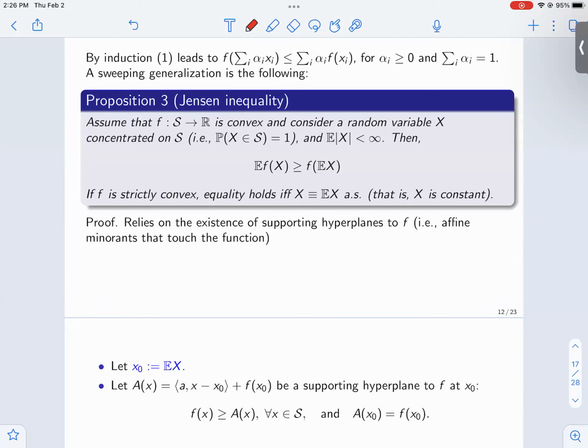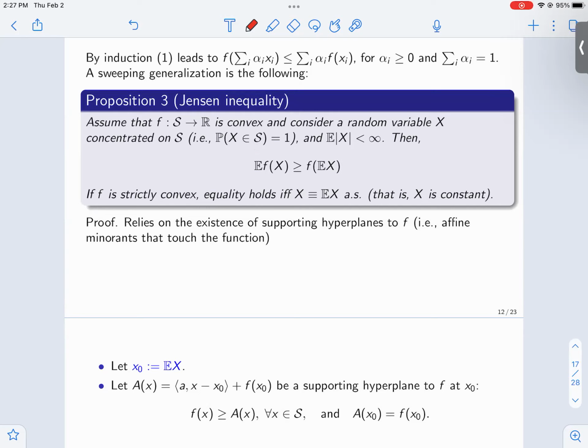If you have a function which is convex and consider a random variable x concentrated on some set S, by which we mean the probability that x belongs to that set is 1, and x is integrable, we want f to be convex on the set on which x is concentrated. If the distribution of x does not put mass on some part of the space, it's fine if the function is not convex there. Intuitively, it should be clear. Then that inequality holds.